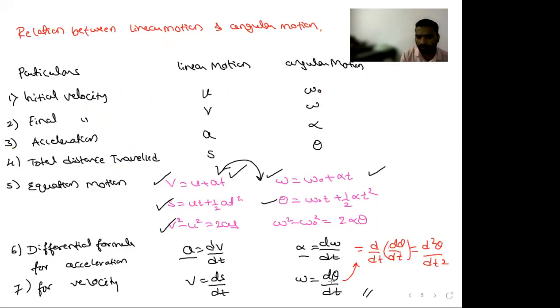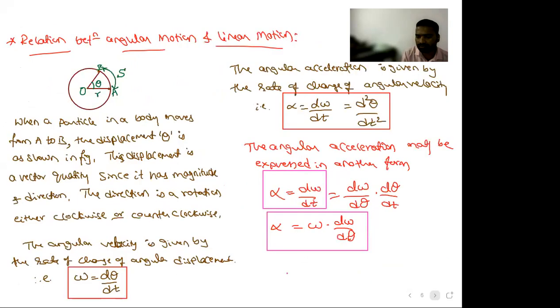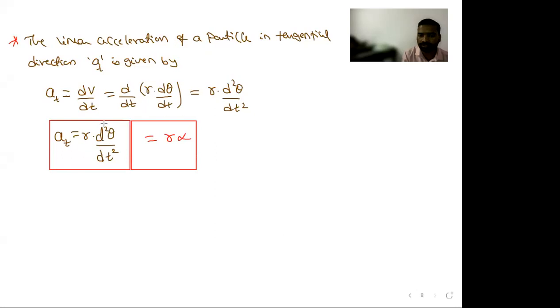Again, there is one more term. What is d theta by dt? D theta by dt is omega. So can I write this in terms of omega? R into omega square. Is it correct? Yes. So this is equal to r times omega square. Okay, all these formulas you have to remember. Linear acceleration is equal to r times angular acceleration, or r times angular velocity square, r into omega square.